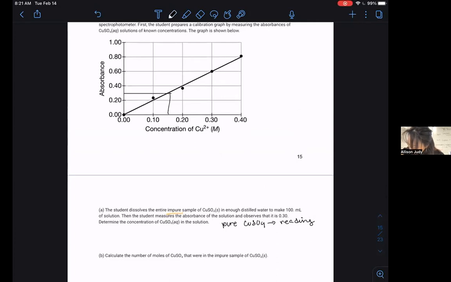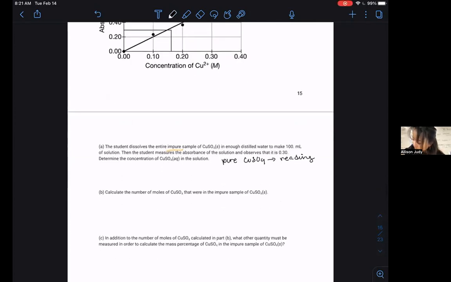And what we'd see is it's about 0.15 molar. Okay, 0.15 molar, and that's it. That's the end of the question for part A. A lot of times you guys try to start doing math immediately, and it's not really necessary because what they're asking you is simply the concentration.